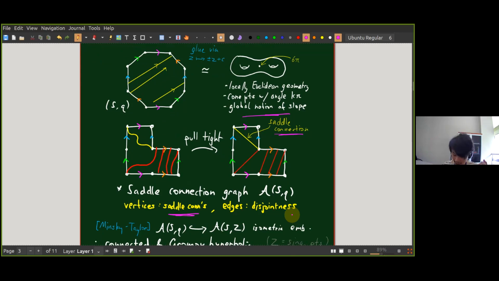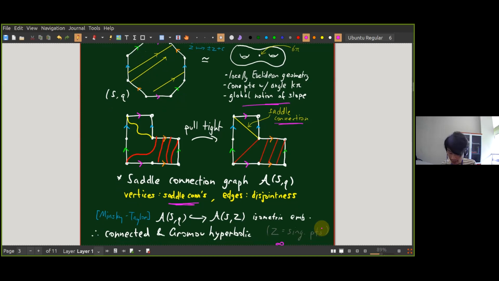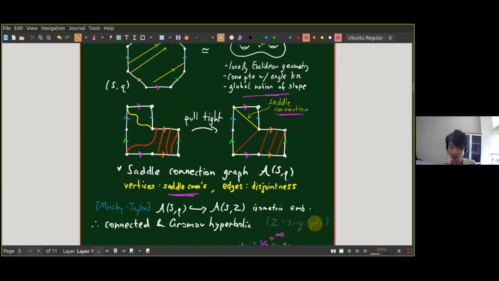For that to make sense, I always have to make the standing assumption that the set of marked points is identified with a set of singular points. So there's a very nice fact about this embedding, as a result of Minsky and Taylor. Just this notation S_Q stands for S with this half-translation or translation structure. Q, for the experts, stands for quadratic differential, but we don't need to worry about that for today.